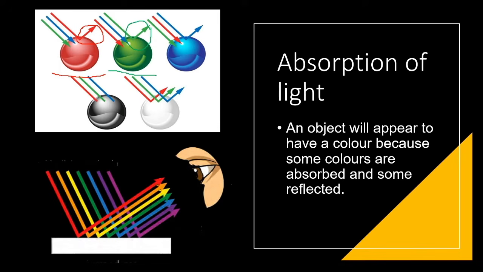But when it comes to black objects, like this one over here, all the colors traveling in white light are absorbed, which enables us to see a black object. But with white objects, like this object over here and this one over here, all light is reflected. Remember, white light is made up of the 7 colors. So when they are all reflected at the same time, the object appears to be white.